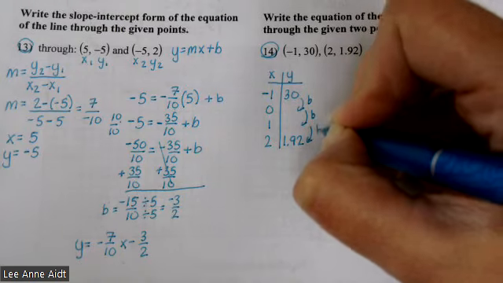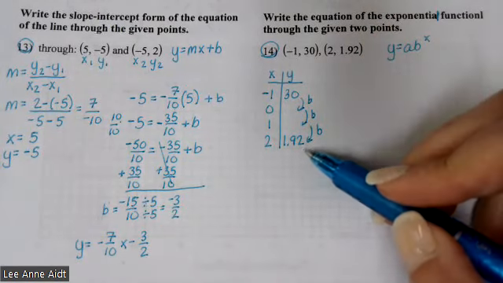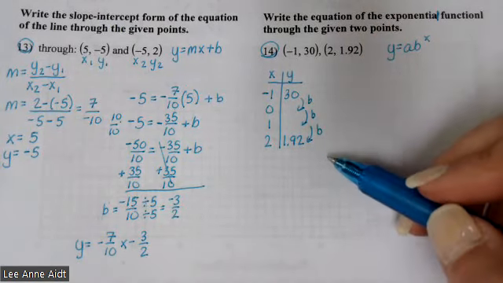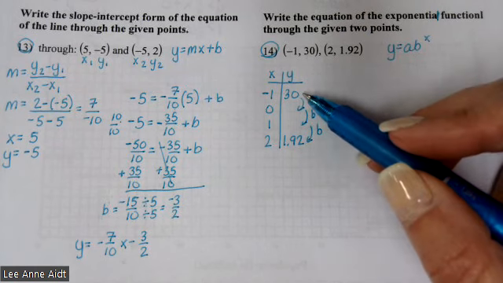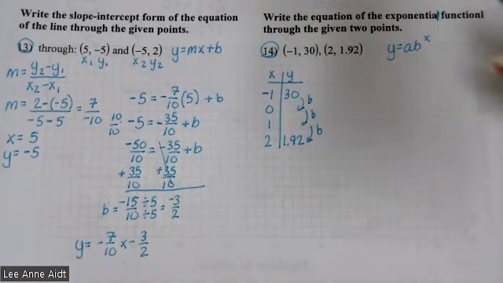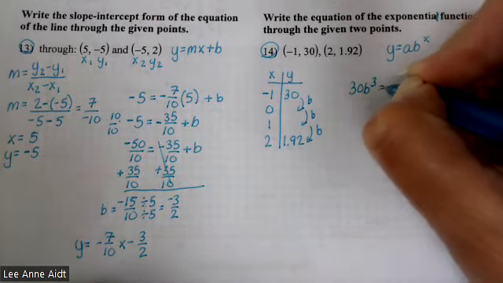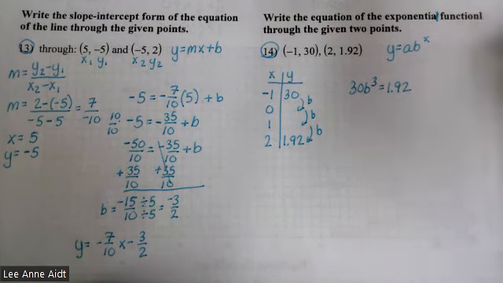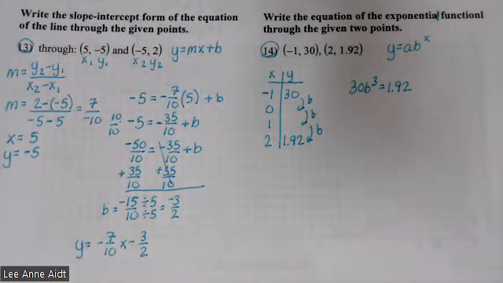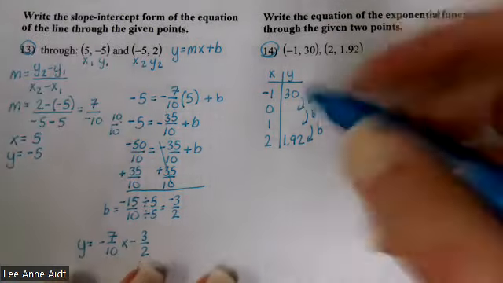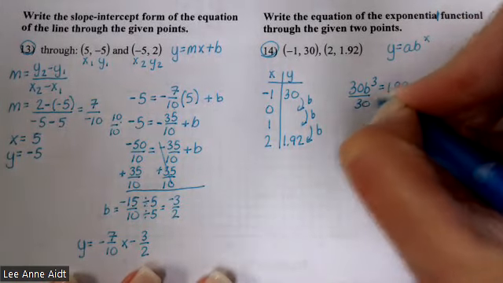Okay, after you make your table, you count how many b's it will take to get from the top to the bottom. In this case, it takes 3 b's. So 30b cubed equals 1.92. Notice that we made it really hard for you to try to guess what b is. Okay, divide both sides by 30.